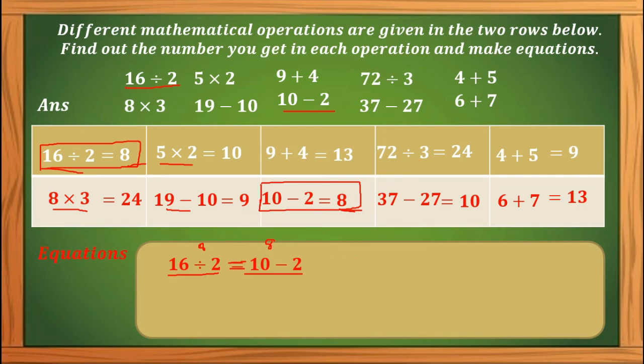The second question is 5 into 2. If we do it, we get 10, right. Now if we are doing 37 minus 27, we are getting the answer 10 here. So after doing multiplication and after doing subtraction we are getting the answer 10. So here 5 into 2 is equal to 37 minus 27. Why? Because we are getting answer 10 here also and here is also 10. In the same way we are observing that this is an equation: 5 into 2 is equal to 37 minus 27, like this.